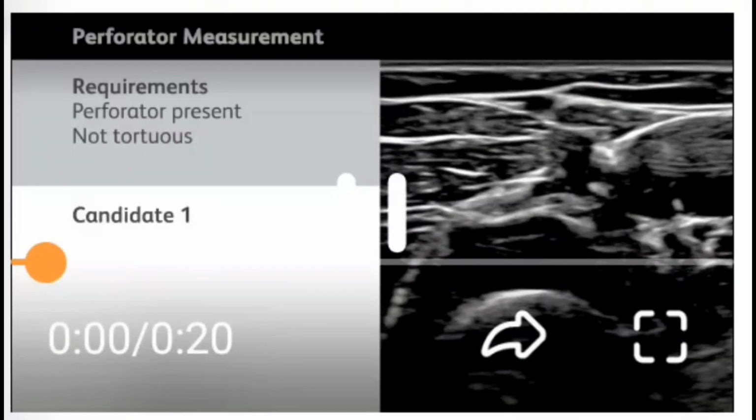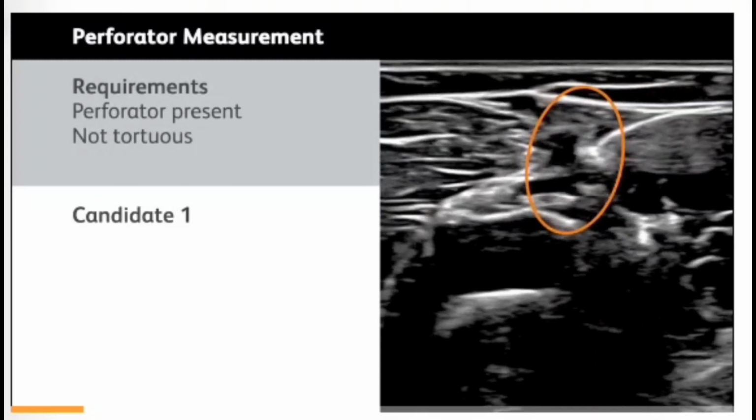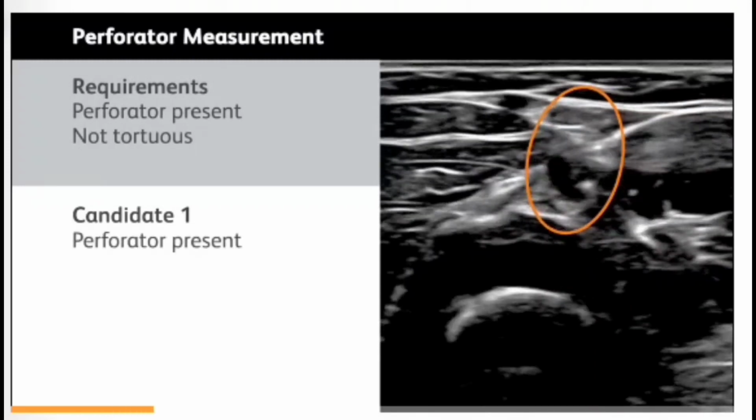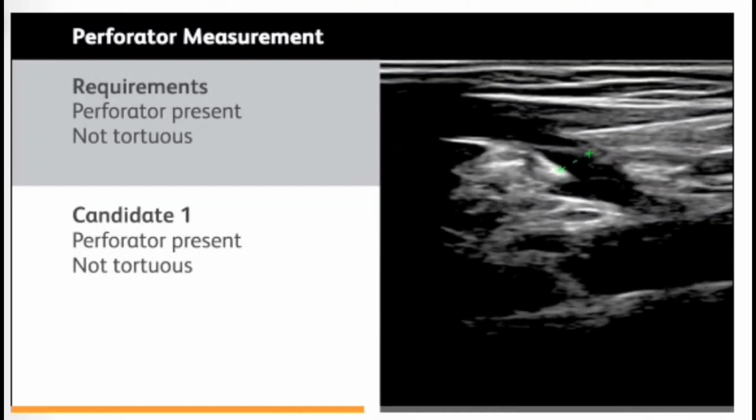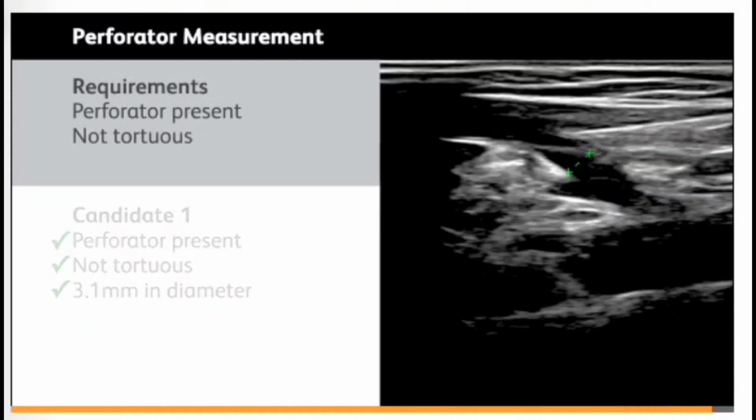In this case, we can quickly identify the patient has a perforator that it is straight and communicating from the deep system to the superficial system. We measure the perforator, and it is 3.1 millimeters in diameter, so we can continue screening this patient to determine if they are a candidate.